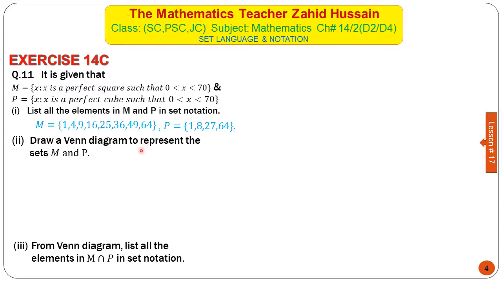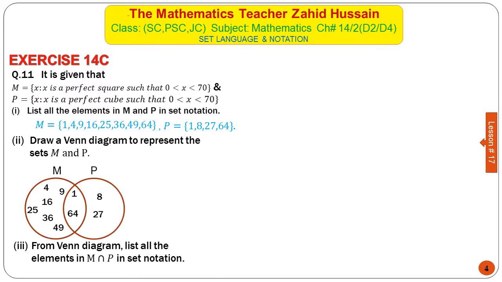Draw Venn diagram. Again दो सेट्स हैं तो दो सर्कल ड्रॉ करने हैं. क्या ये ओवरलैपिंग है, इंटरसेक्टिंग डिसजॉइंट है या सबसेट्स हैं? तो ये ओवरलैपिंग सेट्स हैं. इसमें 1 और 64 कॉमन है इन दोनों में, तो हम इंटरसेक्टिंग सर्कल जो है वो ड्रॉ करेंगे. 1 और 64 कॉमन है दोनों में, यहाँ पे आ जाएगा इस रीजन में, और M के बाकी सारे एलिमेंट्स इधर और P के बाकी सारे एलिमेंट्स इस रीजन में आ जाएंगे.